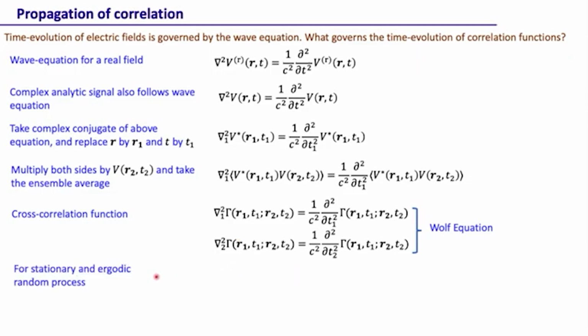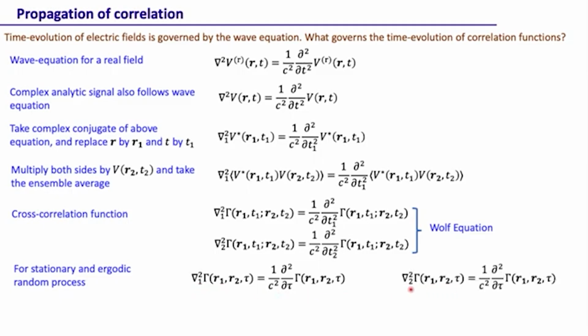Now if it's a stationary and ergodic random process, then as we know, for a stationary random process the cross correlation function depends on the time variable only through the difference. So in that case, this equation basically becomes del1 squared gamma(r1, r2, tau) equals 1 over c squared, d squared by d tau squared of gamma(r1, r2, tau). And since this is the derivative with respect to r1, we can also have a second equation where we have the derivative with respect to r2. So these are the two equations that gamma(r1, r2, tau) satisfies for the stationary ergodic process.